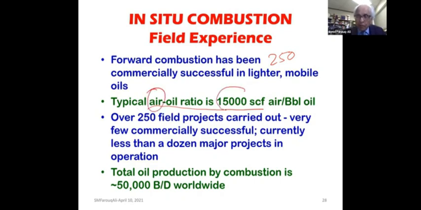And a typical number will be 15,000, maybe if you're lucky, less, 10,000, maybe 5,000, initially at least. All of those are very high. Well, if you look at the numbers, typically the total oil production worldwide by combustion is less than 50,000 barrels a day right now.